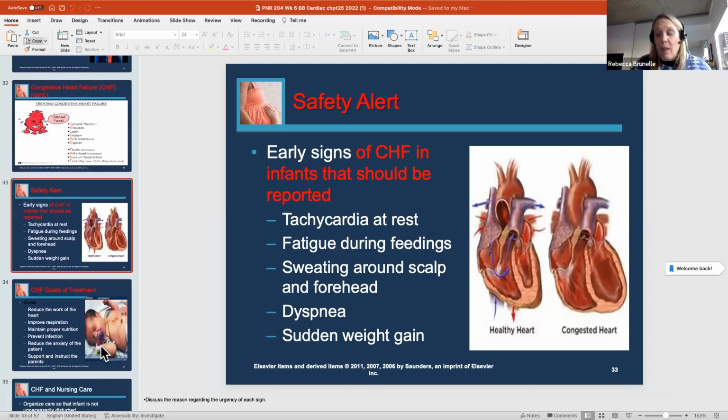So that is the quick, skinny and dirty on cardiac. The things that I know that you need to know: tetralogy of Fallot. You need to know which defects cause increased pulmonary blood flow, and you need to know what a shunt is.